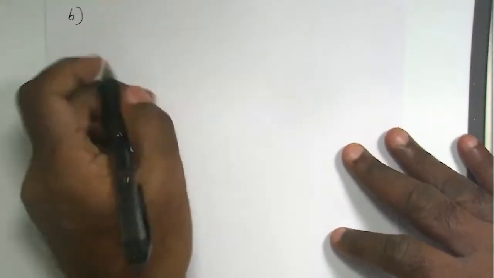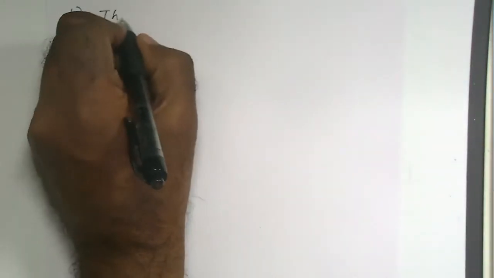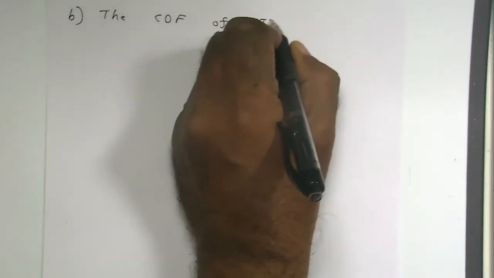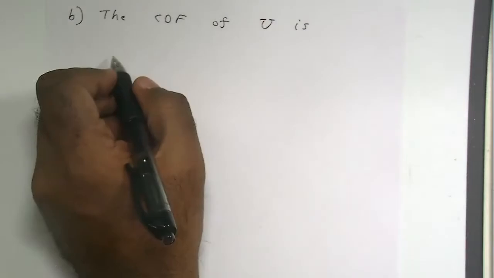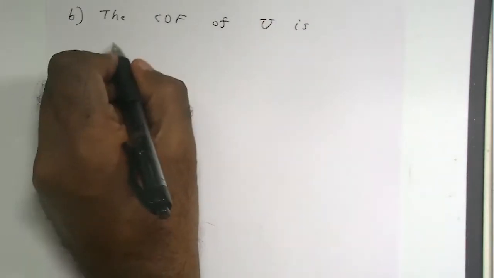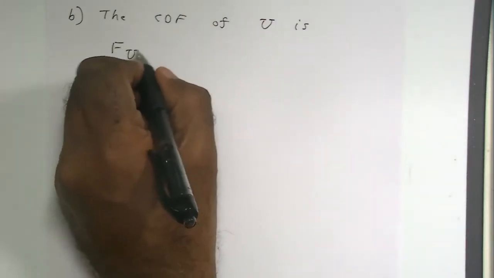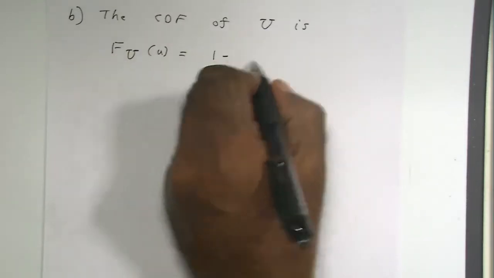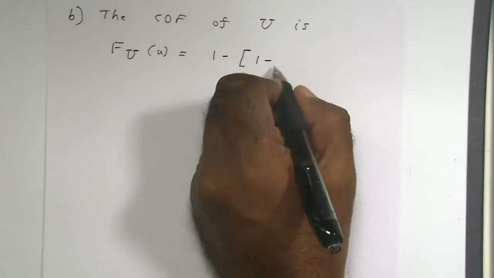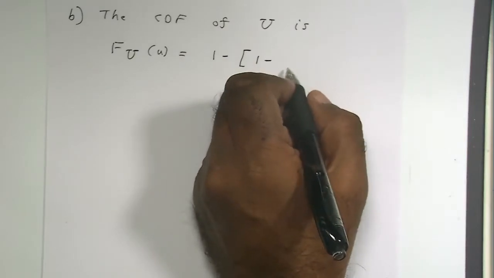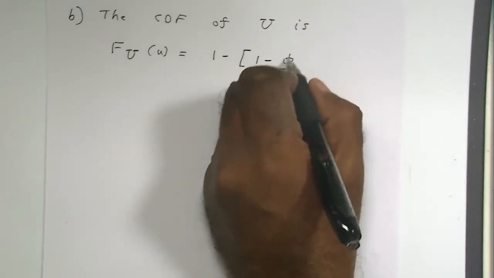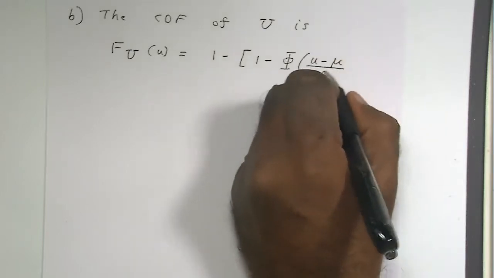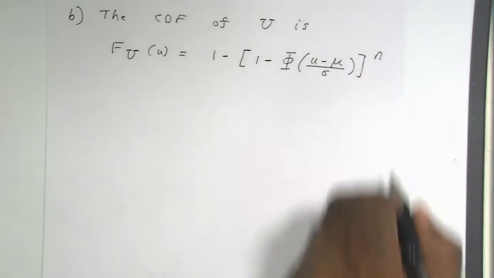Okay, part B is to find the CDF of U. The CDF of U is going to be, if you remember the formula that I gave you earlier, F_U is 1 minus the CDF of X, which is capital phi of (u minus mu) divided by sigma, everything to the power n. This is the CDF of U. Alright?